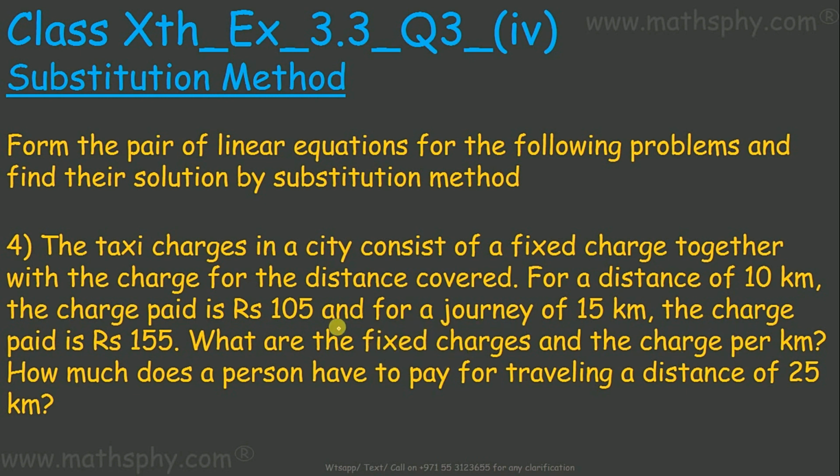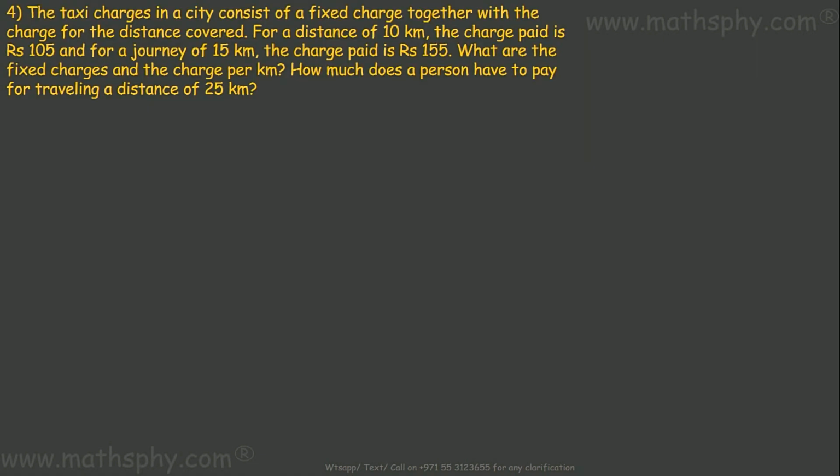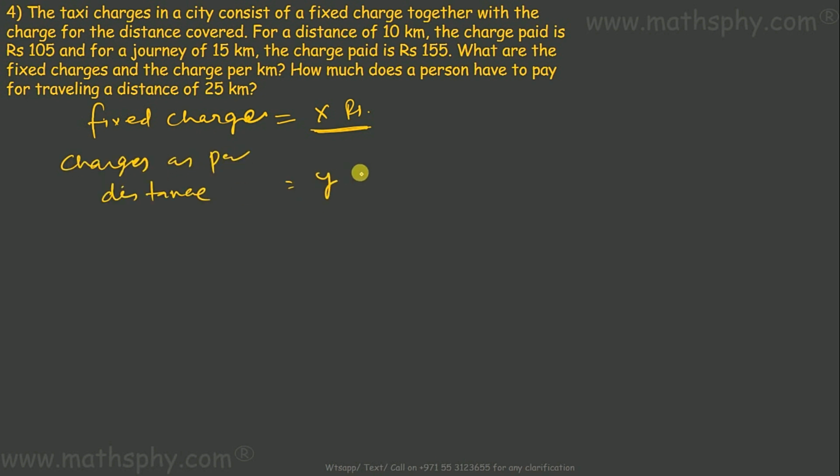Fixed charges means no matter how many kilometers you are traveling, 1, 2, 10, 100, whatever it is, there would be some fixed charges. On top of that, charges as per kilometers will be charged. Okay, I put it this way. For example, fixed charges are X rupees. These charges will remain fixed, be it 1 kilometer, 10 kilometers, 100, whatever kilometers. Then I'll write charges as per distance. This is Y rupees per kilometer.